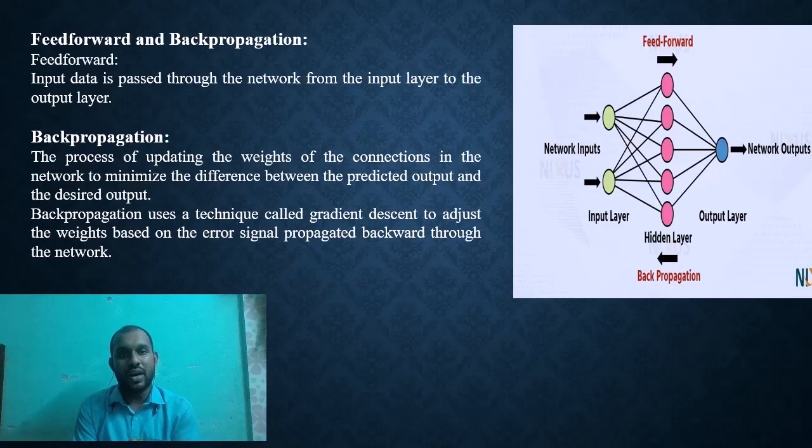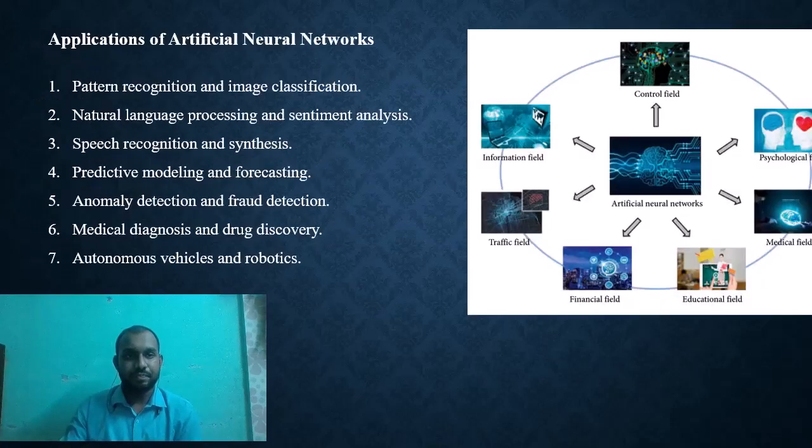Here are feed forward and back propagation. Feed forward: input data is passed through the network from the input layer to the output layer. Back propagation: the process of updating the weights of the connections in the network to minimize the difference between the predicted output and desired output. Backpropagation uses a technique called gradient descent to adjust the weights based on the error signal propagated backward through the network. Here are some applications of artificial neural network.